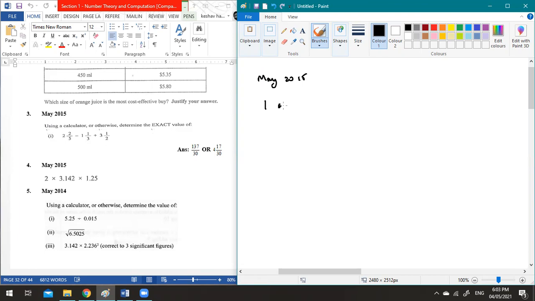2015, question 1E, 2 2/5 minus 1 1/3, add 3 1/2. Again change all of them into improper fractions. 2 by 5 is 10 and 2 is 12 over 5, take away 1 by 3 is 3 plus 1, 4 over 3, add 3 by 2 is 6 plus 1, 7 over 2.